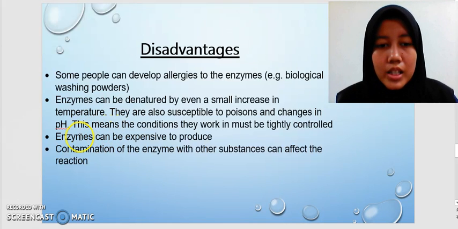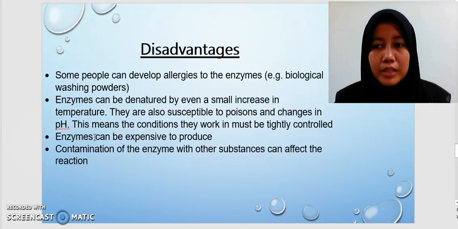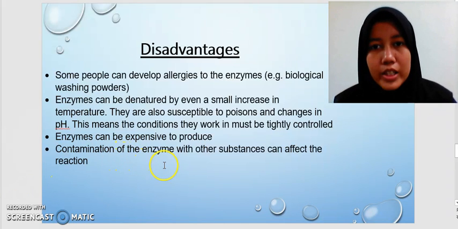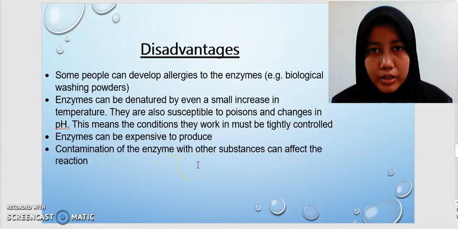The third one is enzymes can be expensive to produce. Contamination of the enzyme with other substances can affect the reaction.